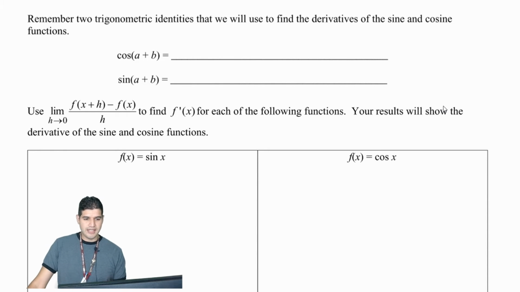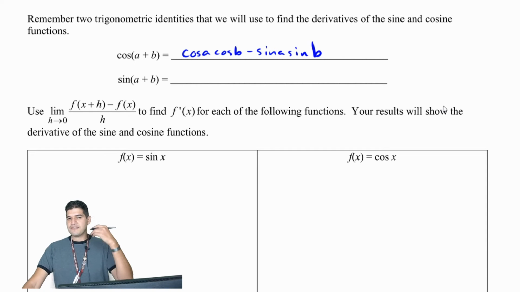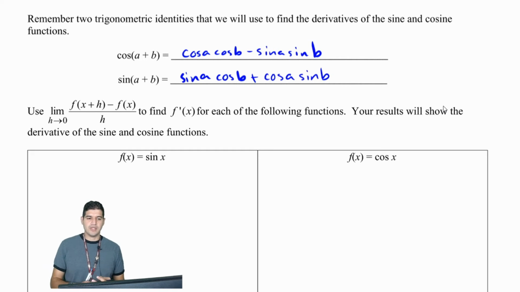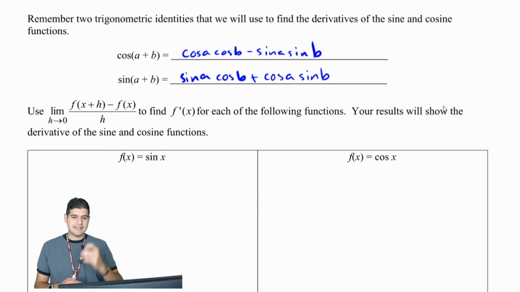So the first one that you're going to need is cosine of a plus b. You're going to get cosine a times cosine b minus sine a times sine b. And if you have sine of a plus b, then you're going to get sine a times cosine b plus cosine a times sine b. They're similar between the two of them, but notice the distinct differences.